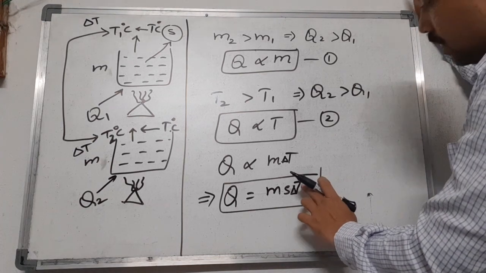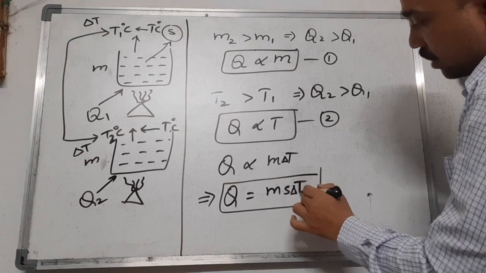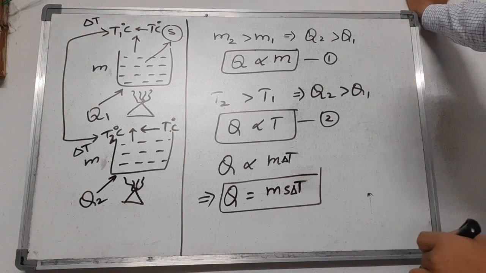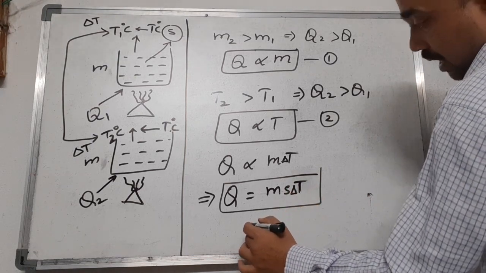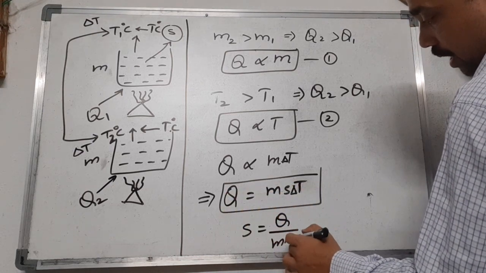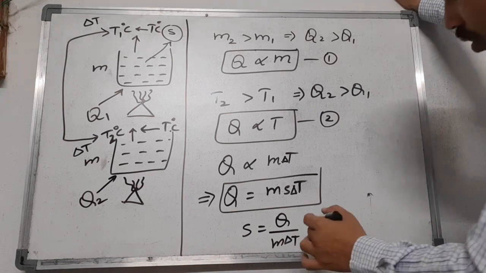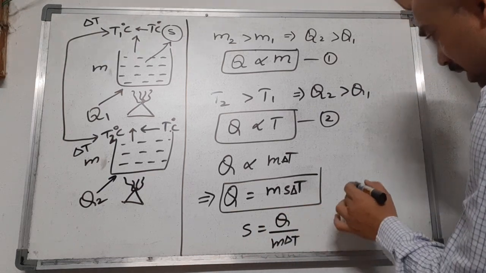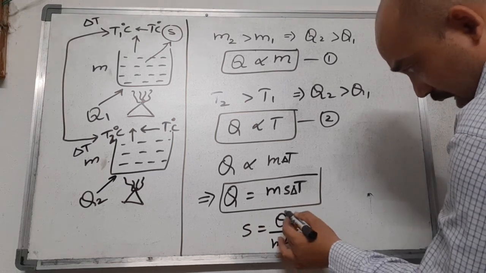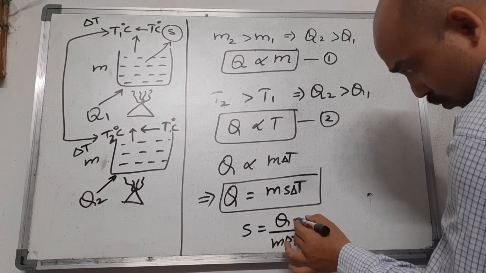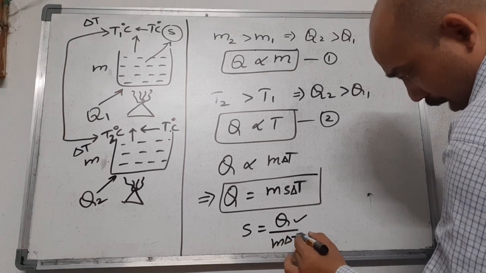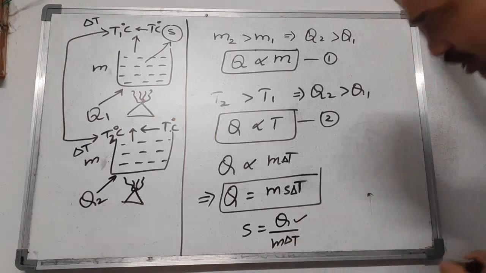And here one more thing we are going to know, that is, what is the specific heat actually? What is the specific heat? Specific heat is nothing but S is equal to, cross multiplying both sides, Q by m delta T you will get. So specific heat is defined as the amount of heat energy that is used to raise the unit mass of a substance by unit degree Celsius temperature.